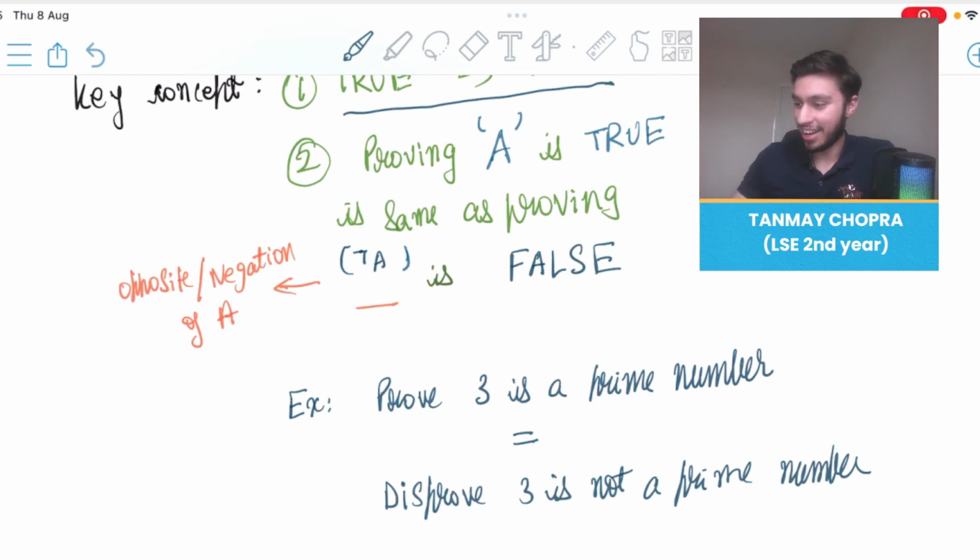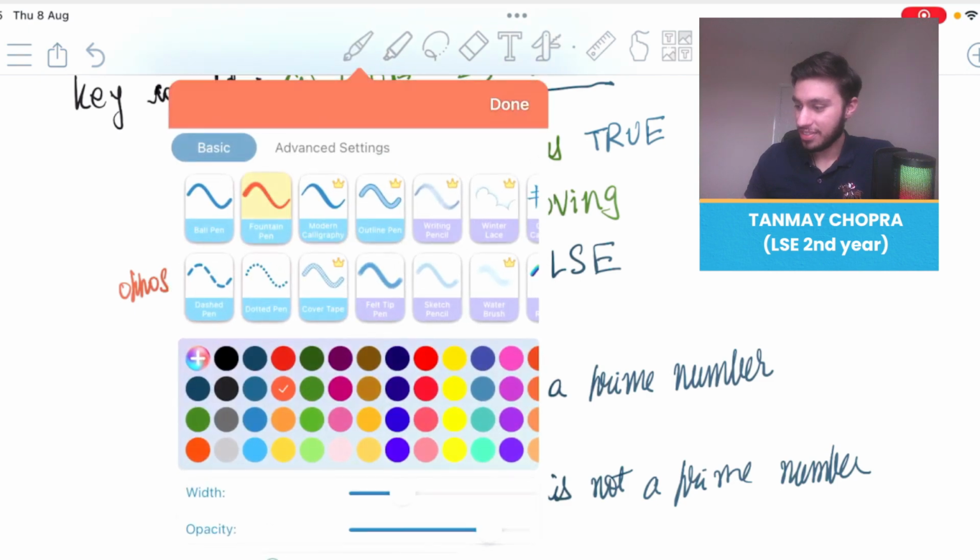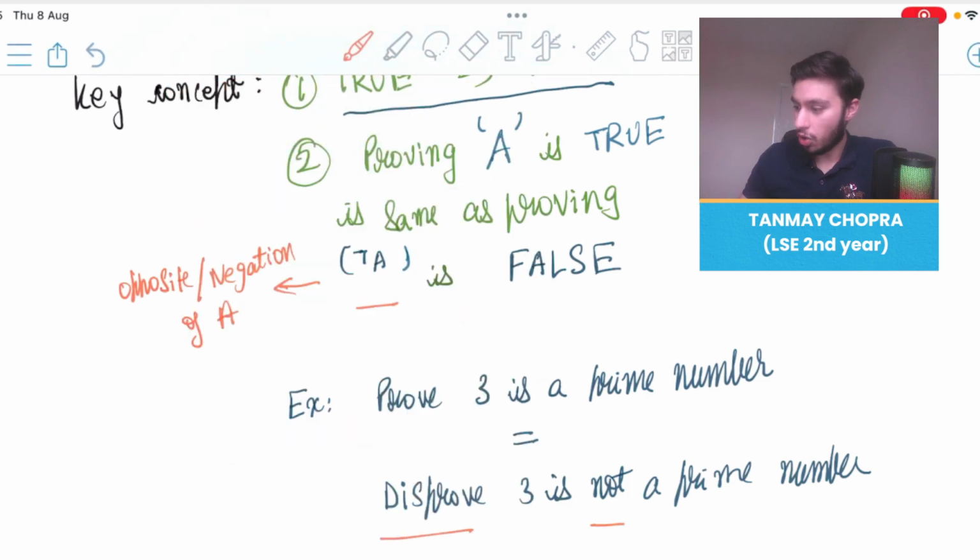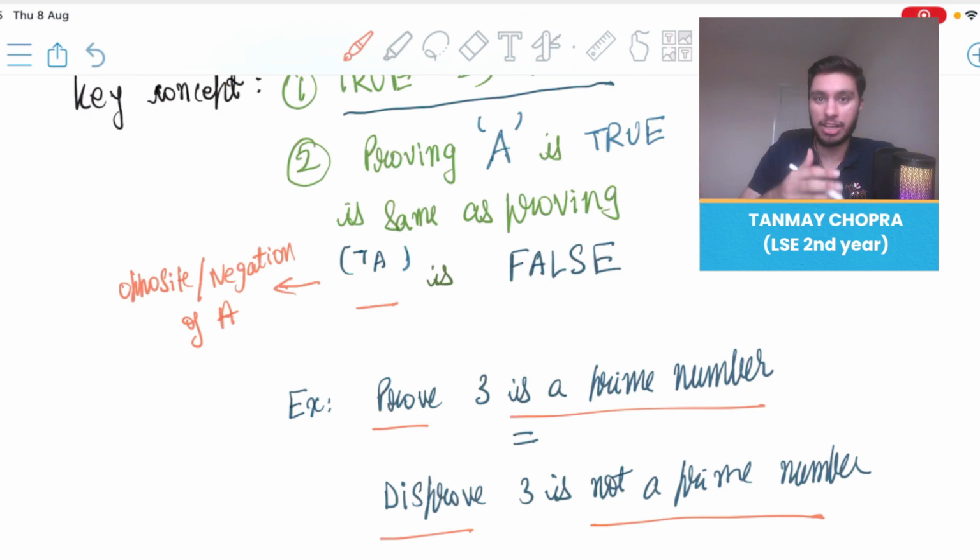So if I say right here, disproving not a prime number is the same as proving it is a prime number. Hopefully you understand what I mean. Proving A is true is the same as proving not A is false. This is the symbol for not. Not means the opposite or negation of A.